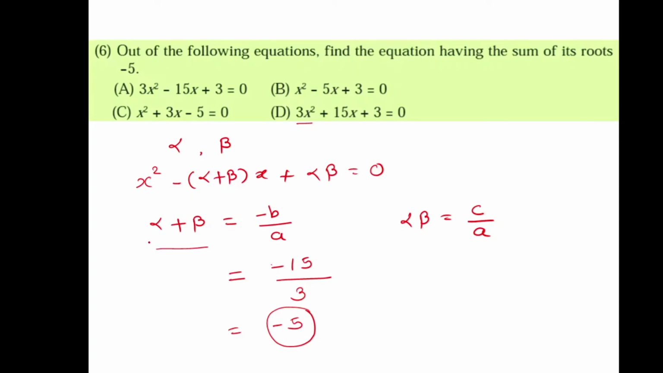and finally we get the value minus 5, that is the addition alpha plus beta, that is the sum of roots, is minus 5, and this is for the fourth equation, 3x square plus 15x plus 3 is equal to 0. So for this equation, the sum of its roots is minus 5.